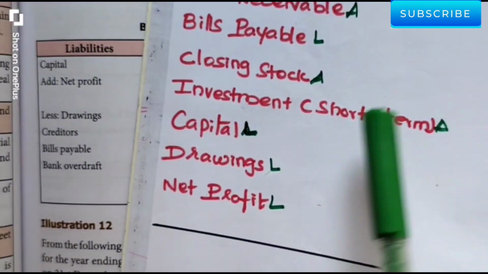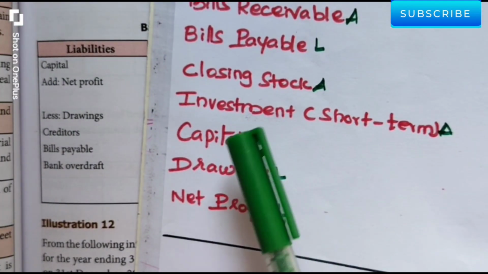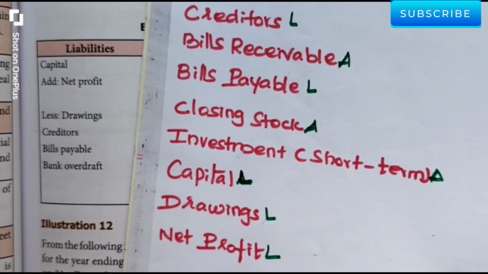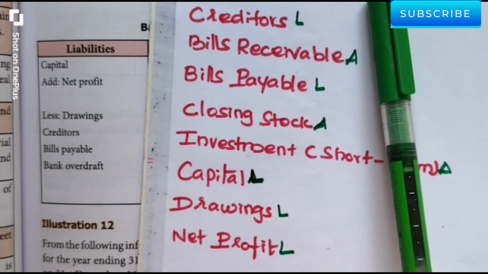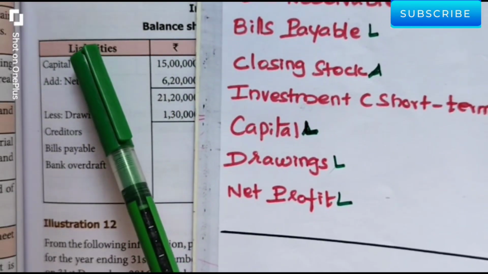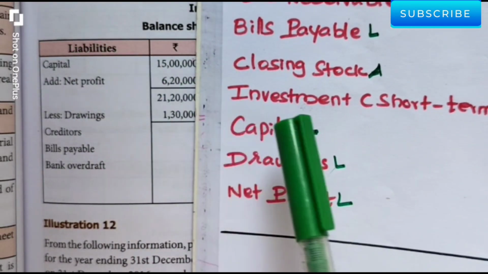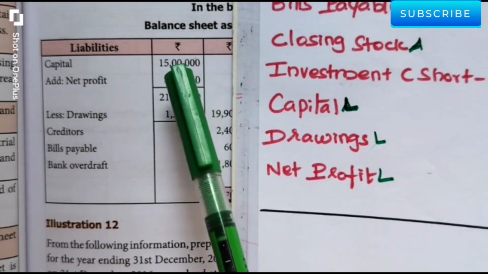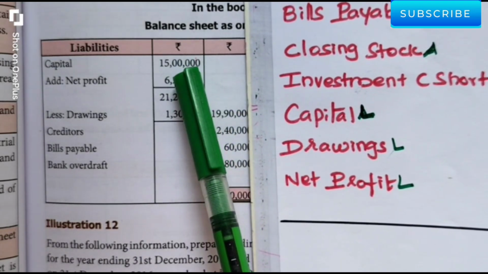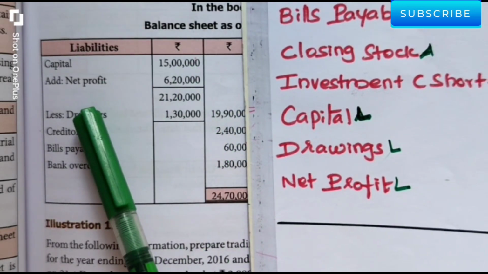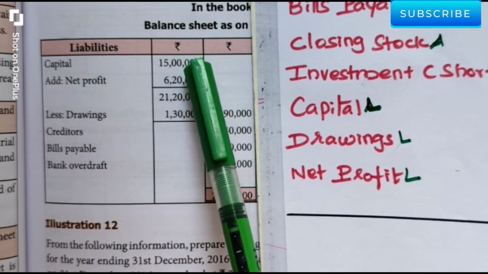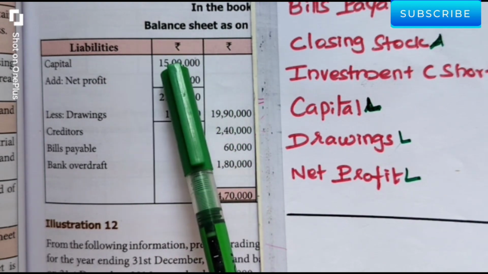Okay, so what are the items you enter on the liability side? Capital, drawings, net profit, bills payable, creditors, bank OD, that means bank overdraft. Always start with capital on the liability side. So capital, how much rupees? 15 lakh rupees. You have to enter the capital amount in the inner amount column, because we have addition and subtraction calculation with the capital only. How much rupees? 15 lakh rupees we entered.